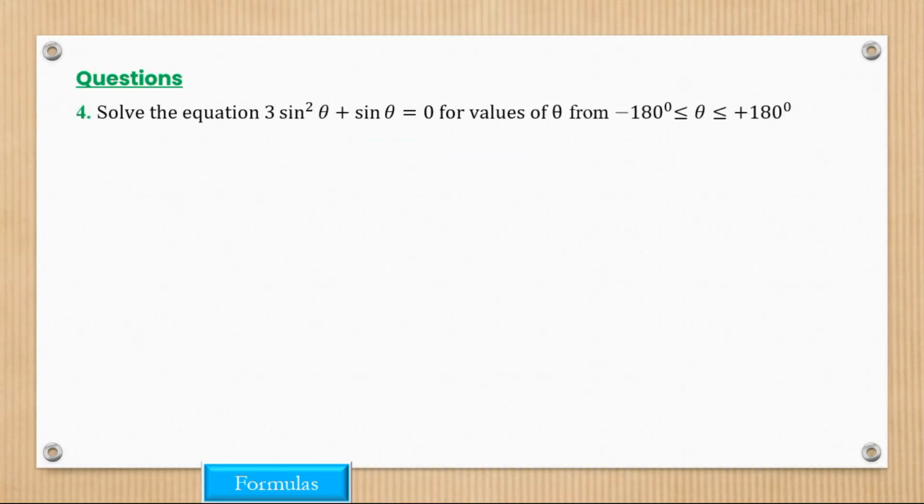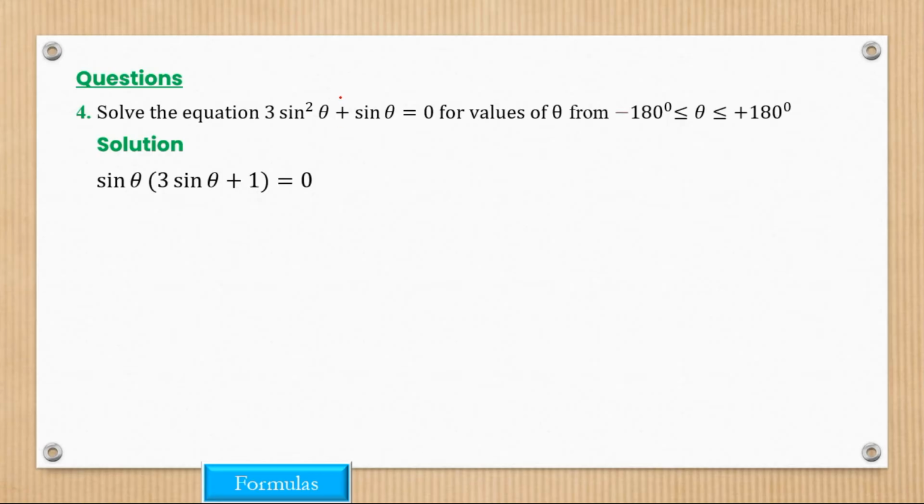So now we have this unique example where we actually have different limits. We're being told to solve the equation 3 sine squared theta plus sine theta is equal to 0 for values of theta from negative 180 to positive 180. What this simply means is we will not go past positive 180, but we've also introduced a clockwise rotation, so negative values are also accepted in this case. So how do we solve this?